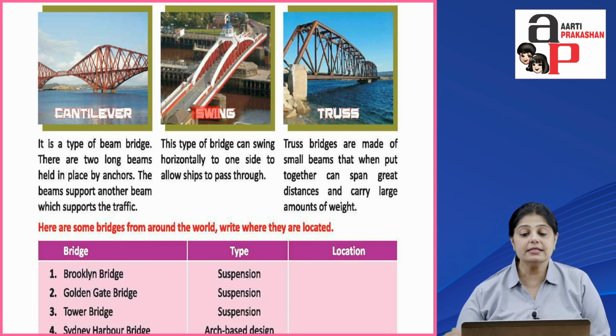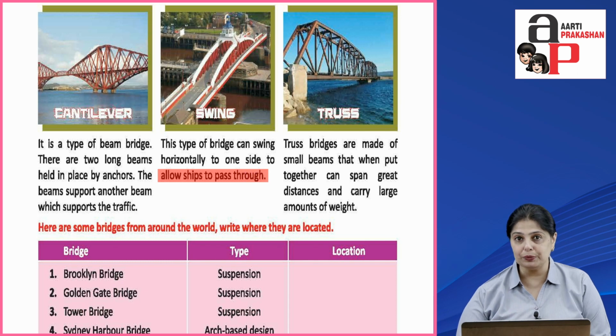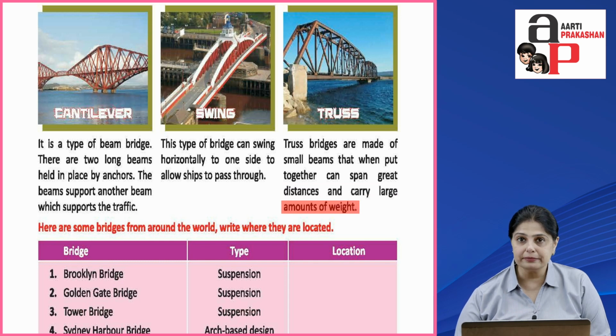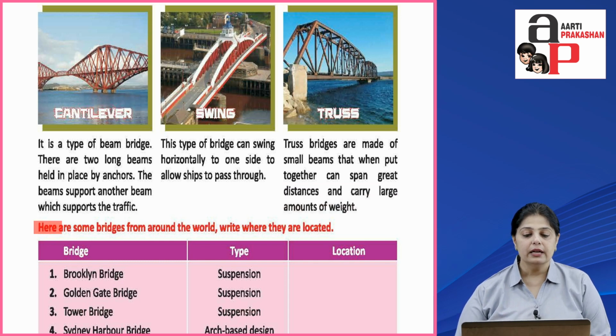Okay. Then is the swing. This type of bridge can swing horizontally to open side to allow ships to pass through. Okay, so that's what I was saying. So these are certain bridges which are more or less similar. Okay. Truss. Truss bridges are made of small beams that when put together can span great distances and carry large amounts of weight.